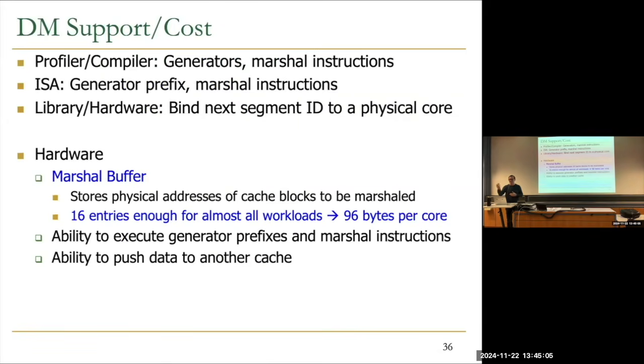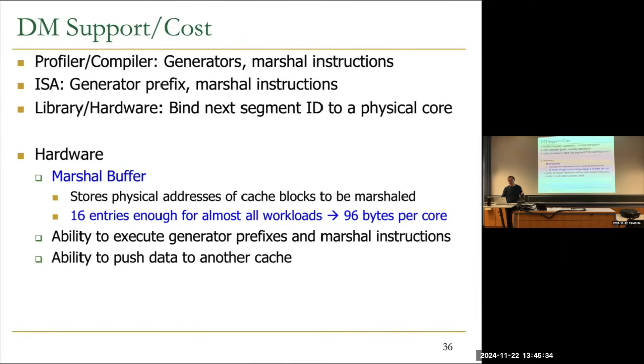So clearly, this spans across the stack. In this particular implementation, the profiler or the compiler needs to identify generators and insert marshal instructions. The ISA needs to change also. You need to have a generator prefix. I need to add some push instructions. I like calling them push instructions also, but marshal instructions. And as I said, library and hardware need to change such that you can bind the next segment ID to a physical core.